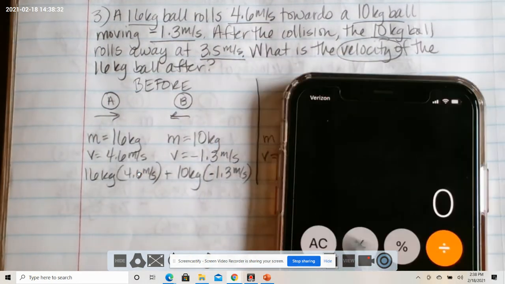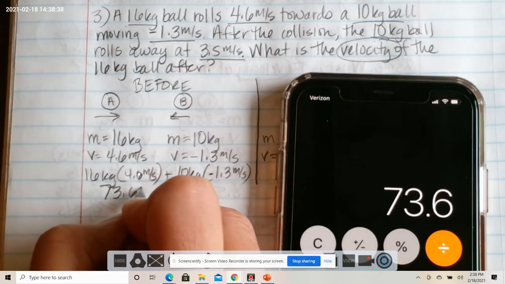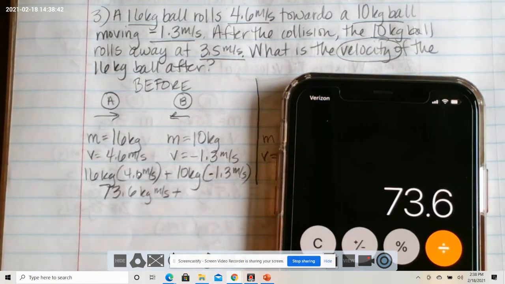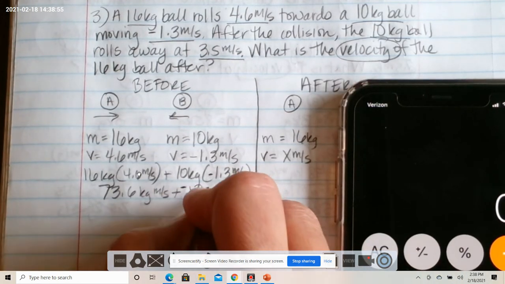So 16 times 4.6 equals 73.6 kilograms meters per second, plus, and I have to do the second one, which is 10 times 1.3 negative, which you might be able to just figure out is 13, negative kilograms meters per second.